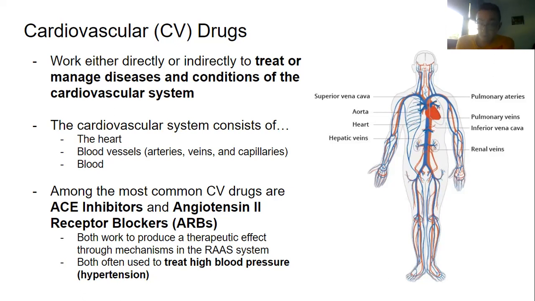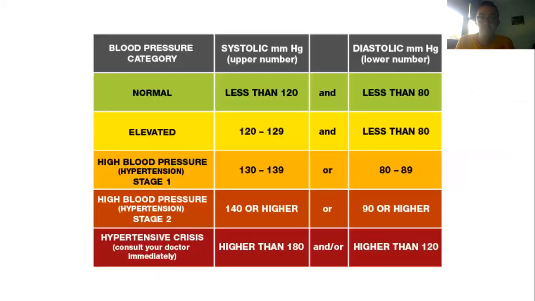Now, both work to produce a therapeutic effect through mechanisms in the renin-angiotensin-aldosterone system, or the RAS system, and both are often used to treat high blood pressure or hypertension. You don't have to worry about what the RAS system is. It's just a way of the body to maintain blood pressure and what we call homeostasis, the normal functioning of the body and all of its organ systems, one of which being the cardiovascular system.